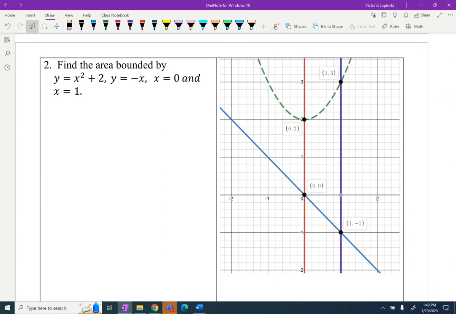Again, here you have 4 different quantities, all of which I have graphed for you, but let's make sure we know what we're looking at. Find the area bounded by these 4 things, starting with y equals x squared plus 2. Mine is colored, but yours isn't, so feel free to color code it if you want. Y equals x squared plus 2, that is this upward facing quadratic. Then y equals negative x, that is this diagonal line with a negative slope. X equals 0 is the red line, vertical. X equals 1 is the second purple vertical line.